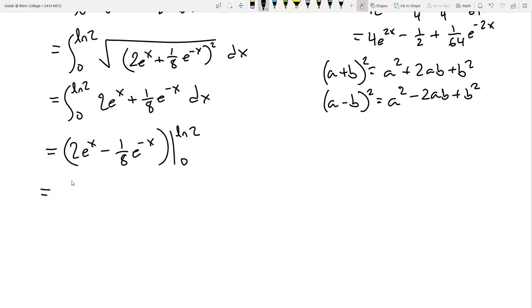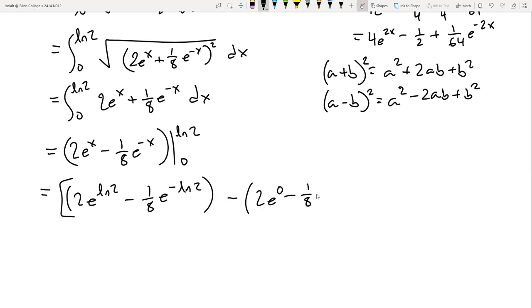All right, so open up brackets here. 2e to the natural log of 2 minus 1/8 e to the negative natural log of 2, minus 2e to the 0 minus 1/8 e to the negative 0, which is still just 0. Remember that e to the natural log of x is just x. So here we should have 2 times 2.